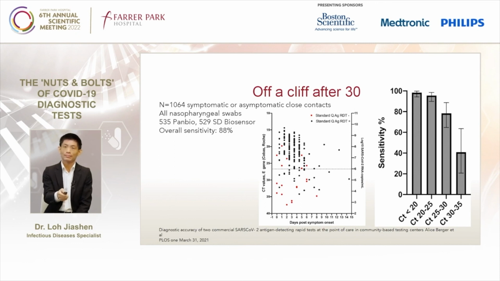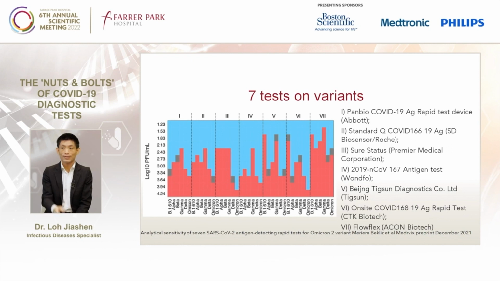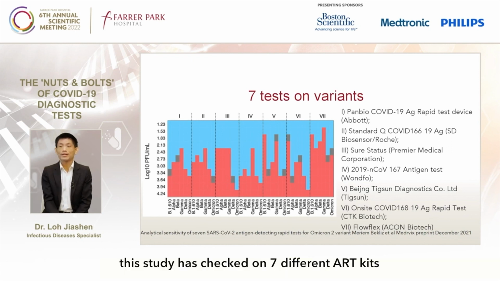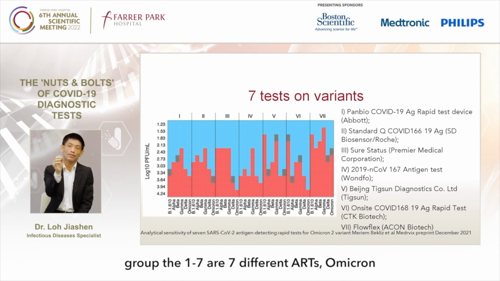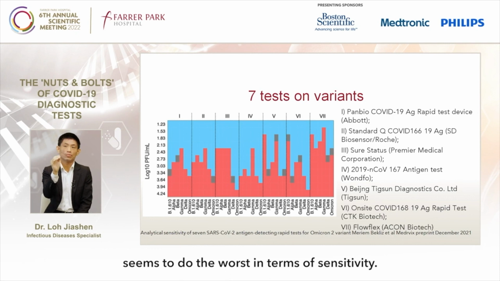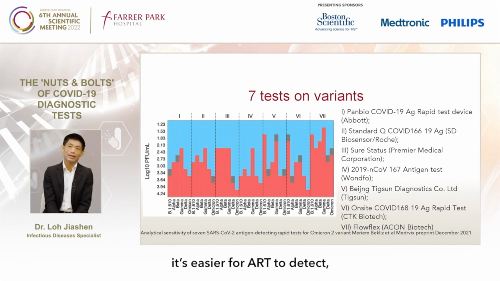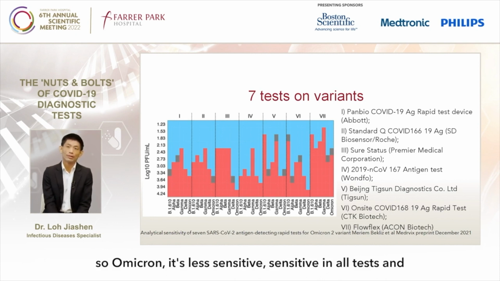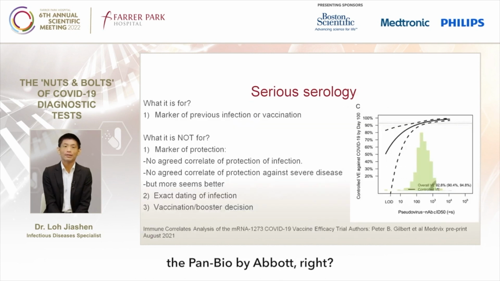And if you're looking at the variants, people ask, is Omicron less sensitive? Various studies have checked this. This study checked 7 different ART kits, and if you look at the last column in each group, 1 to 7 are 7 different ART. Omicron seems to do the worst in terms of sensitivity. The higher the red bar, the easier it is for the ART to detect. So Omicron is less sensitive in all 1 to 7. And number 1 is being used quite widely in Singapore, the PanBio by Abbott, right?